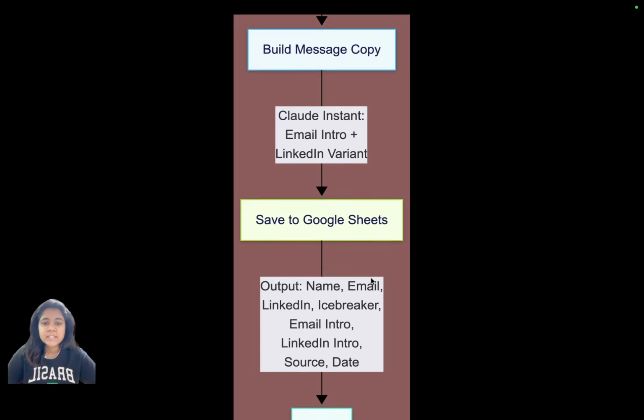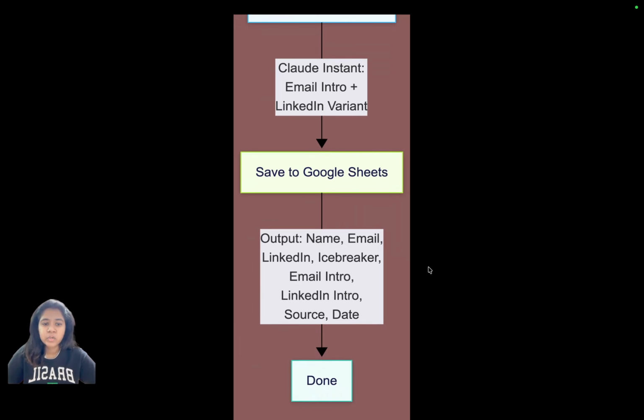The more examples you give it of messages that have worked for you, the better the output gets. Step number 8, save to Google Sheets. Everything lands in one clean spreadsheet. Name, email, LinkedIn, icebreaker, email intro, LinkedIn intro, source, date. You now have a sheet full of warm research, personalized outreach, ready to review and send.